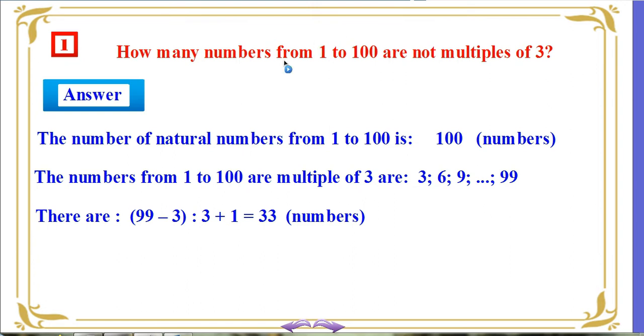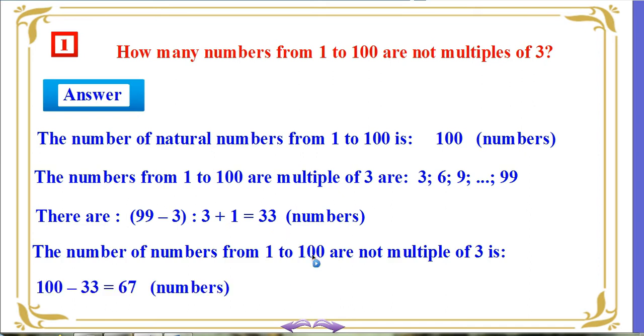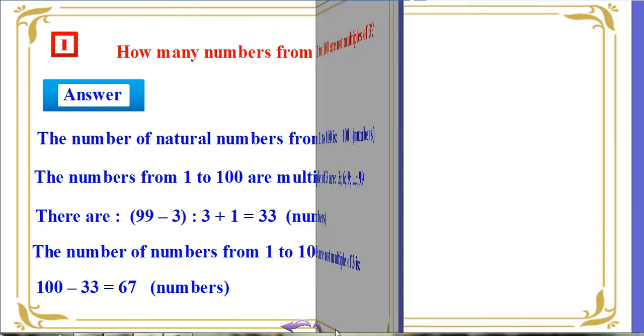And now you can find the numbers that are not multiples of 3 from 1 to 100 by taking 100, subtracting 33, and then you have the result of 67. We finish exercise number 1 and continue to solve exercise 2.